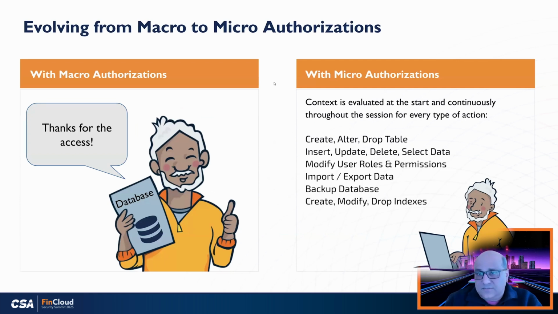So how do we solve this? There's a trend that we're introducing, which is a move away from macro authorizations, all or nothing access to an environment, to more granular authorizations that we're calling micro authorizations, where we evaluate the context, we evaluate the actions that are about to be performed at every moment of that session. So you may be able to do a read on a table, but you may not be able to do a drop on a table. You may not be able to update the table. These are all additional authorizations that are required, additional entitlements that are required before you can proceed.